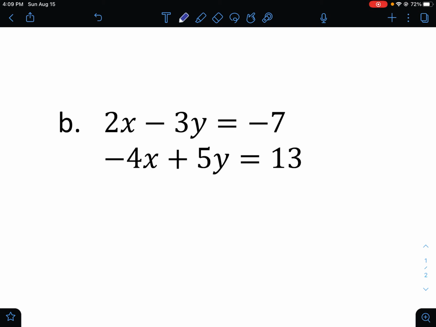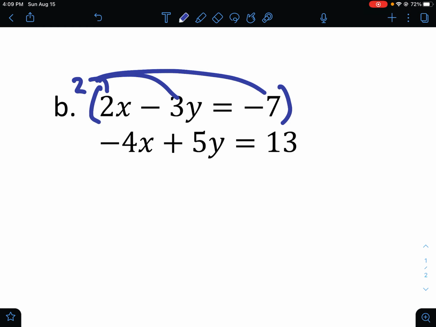And so what we can do is force elimination by multiplying everything in that equation by that number. So 2 times 2, 2 times negative 3, and 2 times negative 7. I'm going to go ahead and write this below. 2 times 2 is 4x. 2 times negative 3y is negative 6y. And 2 times negative 7 is negative 14. Now, when I go to combine these, I get elimination. By simply multiplying by something, I forced the elimination here. And so now I can cancel these out.